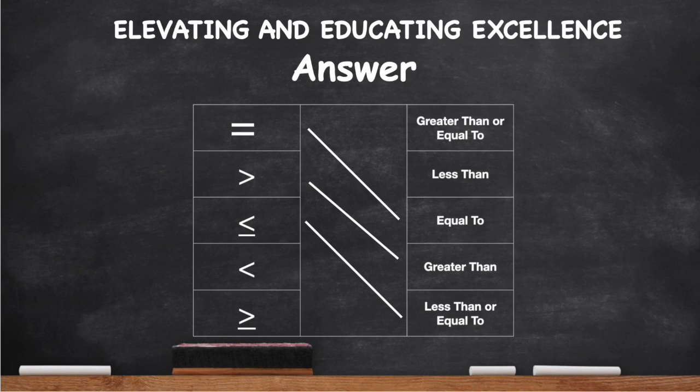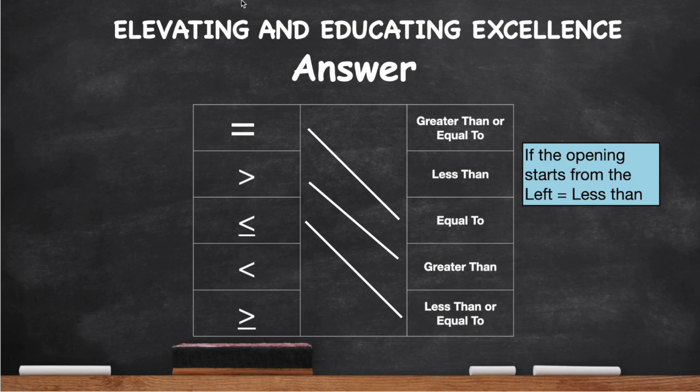Some pointers to determine the difference between the second row and the third row, so greater than and less than, is if the opening starts from the left side, it means less than. So the point starts from the left side and it opens up towards the right side. So hopefully that helps. And because the fourth row, the point is starting from the left side and opening out towards the right side, we know that that's going to just be less than because there's no line underneath.